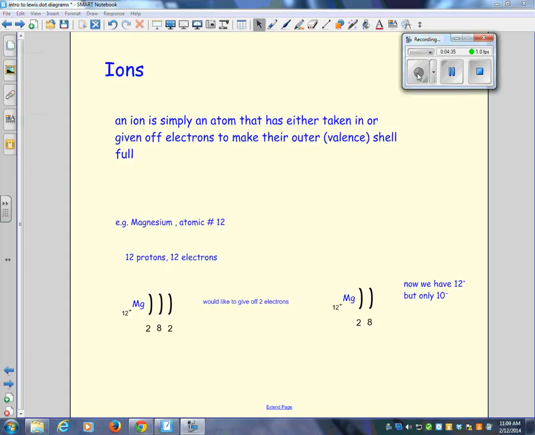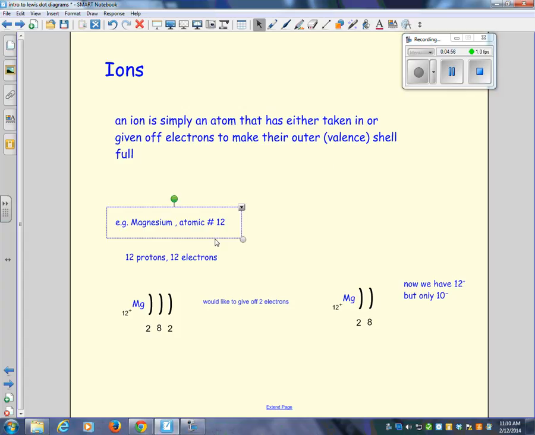Okay, so ions. You've probably heard the word ions. Maybe you know what they are. Maybe you have no idea what they are. I'm going to talk about them quickly here. So an ion is simply an atom that has either taken in or given off electrons to make its outer or valence shell full. They are now happy. When they are in element form, they're not particularly happy.